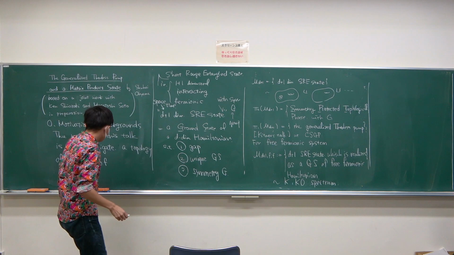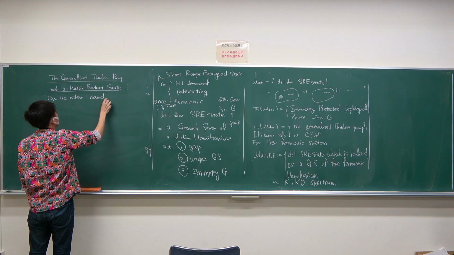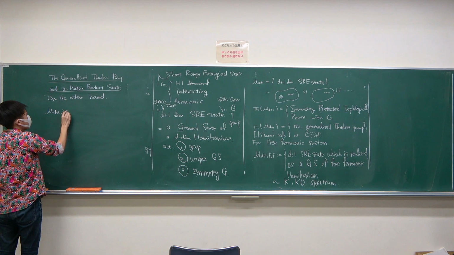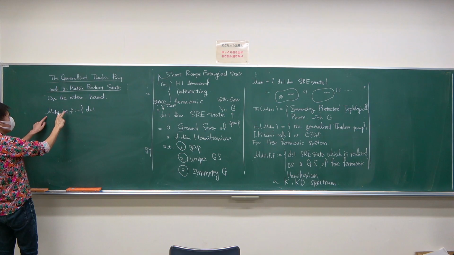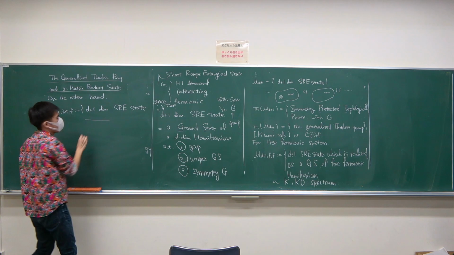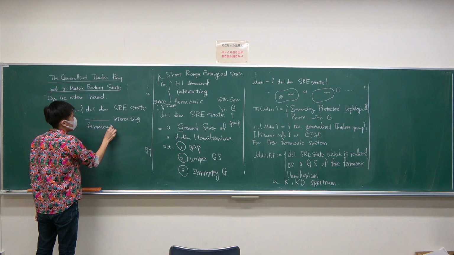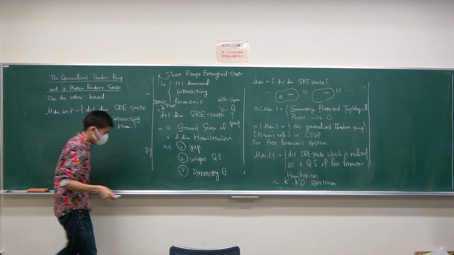But on the other hand, the interacting case, M_{D+1} for interacting fermionic systems, the space of D+1 dimensional short-range entangled states realized as ground states of interacting fermionic Hamiltonians, is not well understood.